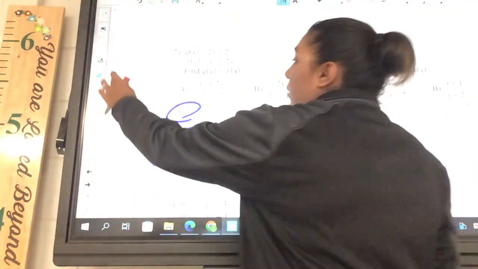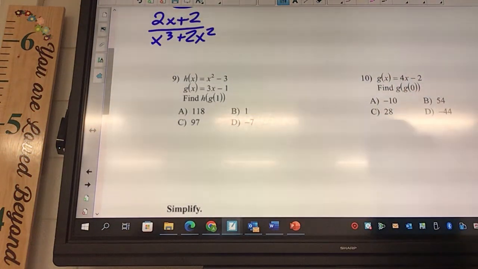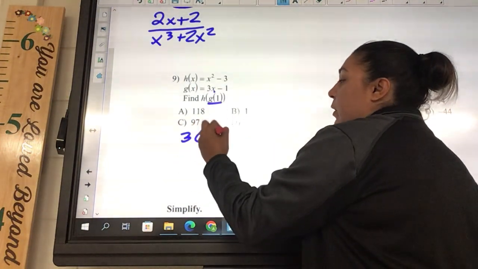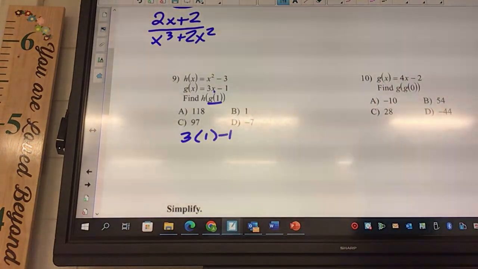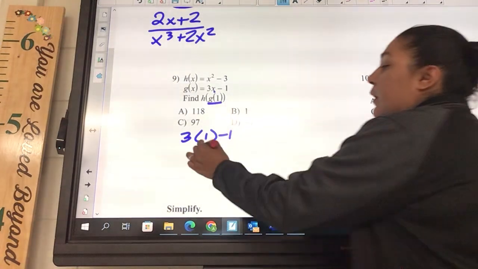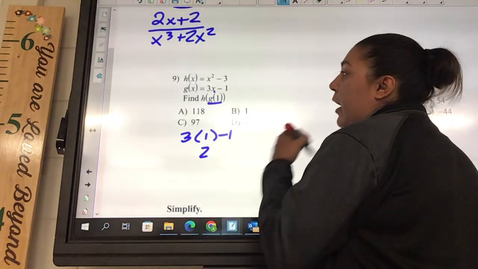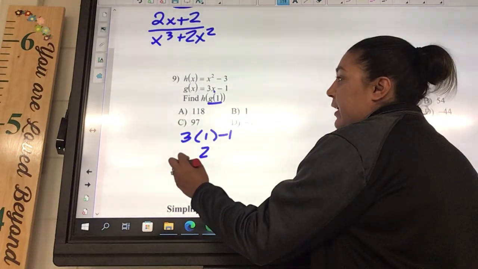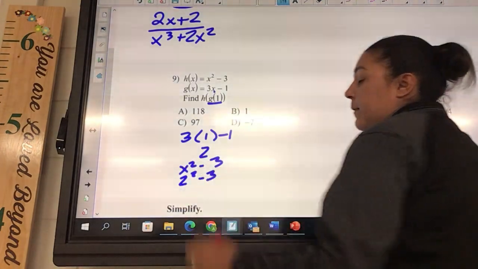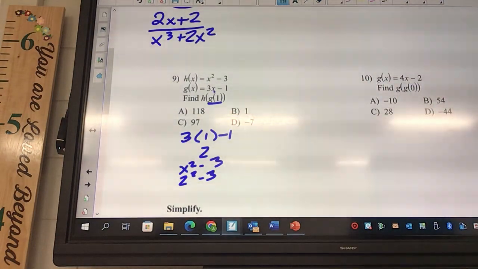Okay, 9. Which function are we using first? G or H? G. So we're going to plug in 1 everywhere up here. It's going to look like 3 times 1 minus 1. And what is that? 2. Now we're going to plug that into what? H, which is x2 minus 3. So we're putting that 2 here. 2 squared minus 3. What is 2 squared? 4 minus 3 is 1, which is B.